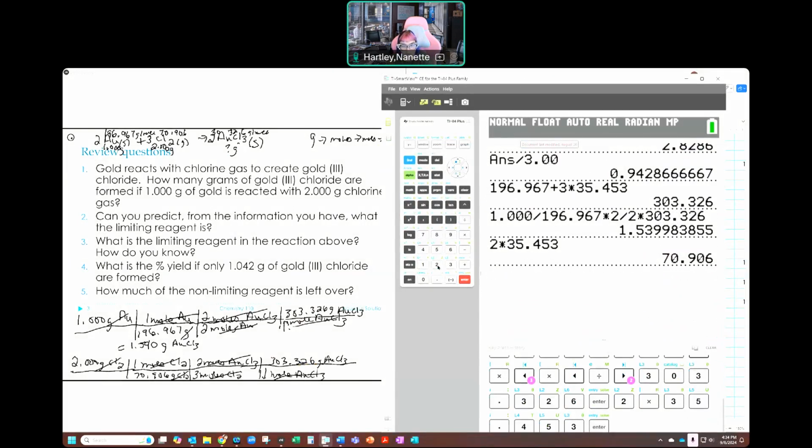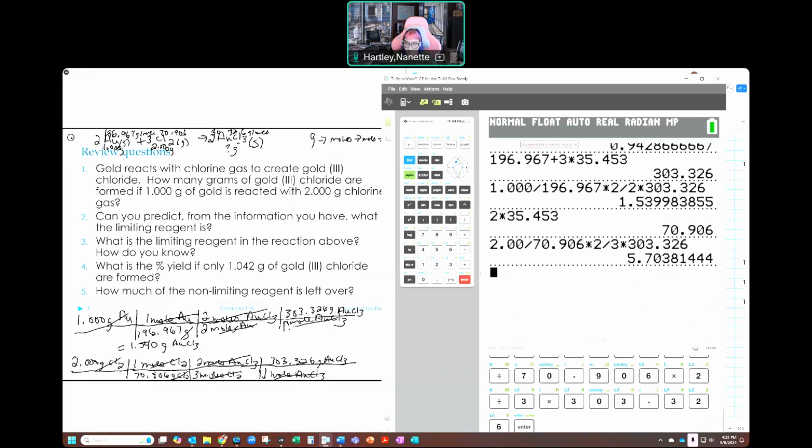Here we have 2.00. We divide that by 70.906, times 2 divided by 3, times 303.326. And it gives me 0.7 something, 1, 2, 3, 4 grams. And again, 4 sig figs because I had 4 sig figs to start with.